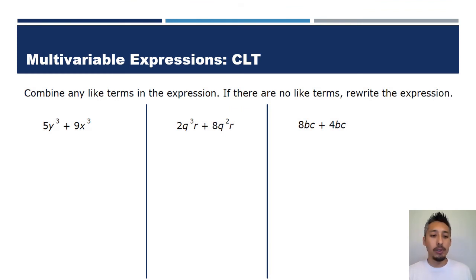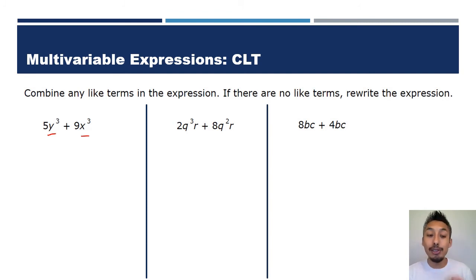Okay, so let's look at the first one. Combine any like terms. So let's check what our terms are. For this first one, we have 5y to the power 3 and 9x to the power of 3. So remember, like terms have the same variable and exponent. This example has the same exponent, but the variables, the letters, are different. So because of that, we actually can't combine them. There's nothing that we can do here because they have different variables.